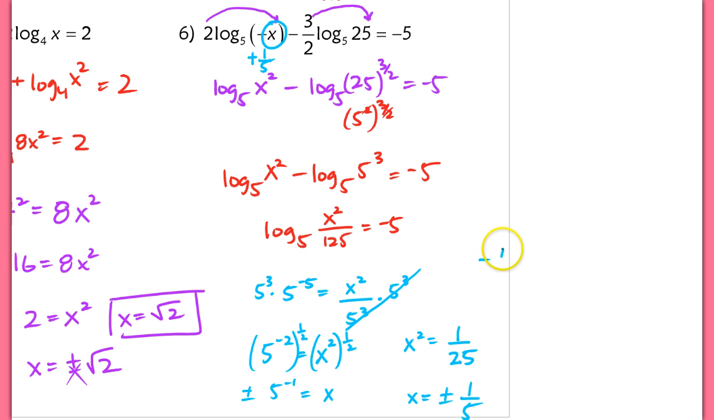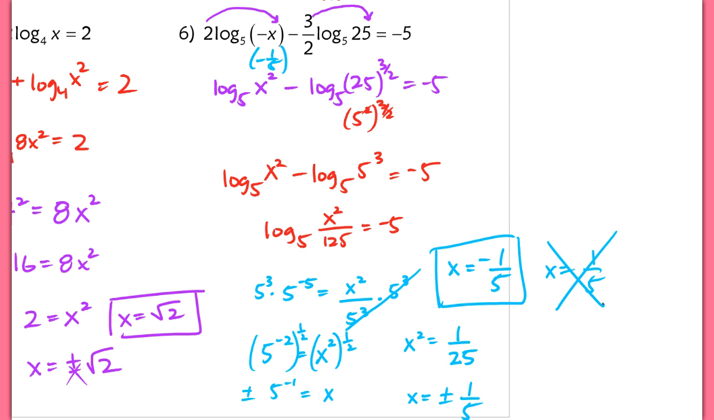So negative 1/5 actually does work. So x equals negative 1/5. And if I plug in a positive 1/5, I have a negative argument, right? This stays negative. So negative 1/5 is my only solution here. X equals positive 1/5 does not work.